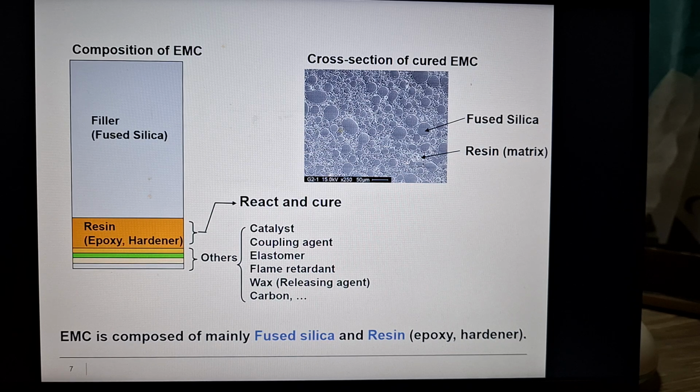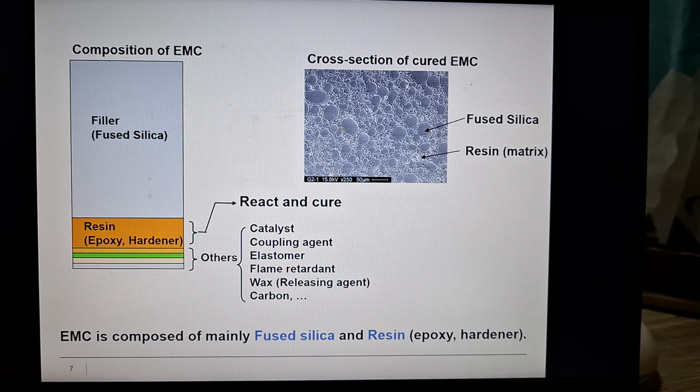And next, the majority of the material being used is resin. In the resin, you have epoxy and the hardener, and the rest of the components are called others, which are mainly a portion of the ingredients in making EMC. These are a catalyst, coupling agent, elastomer, flame retardant, wax, and carbon. Carbon is used to make the pigments, or color it. Everybody says, why is the epoxy molding compound colored black? It's because of the colorant, which is called pigment, or carbon black, right?